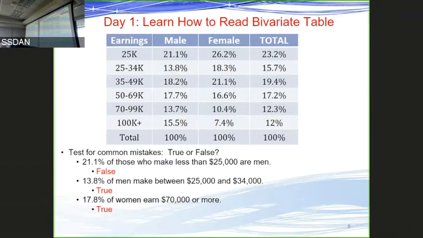Okay? How about, can I add across? 22.9% of men and women earn more than 100,000. Did I add it up wrong? Yeah, 22.9%. Can I add across? No, I can't. Why not? Yeah, the answer is actually right there. It's right here, 12%.